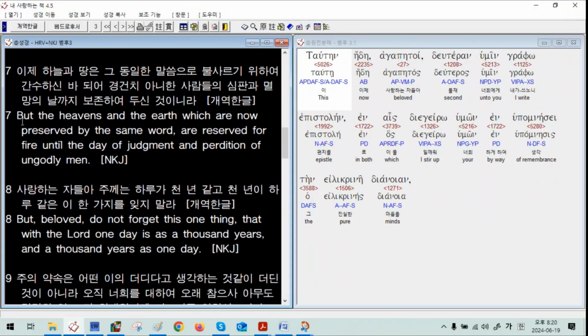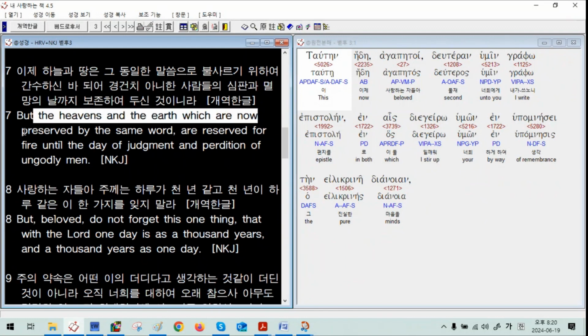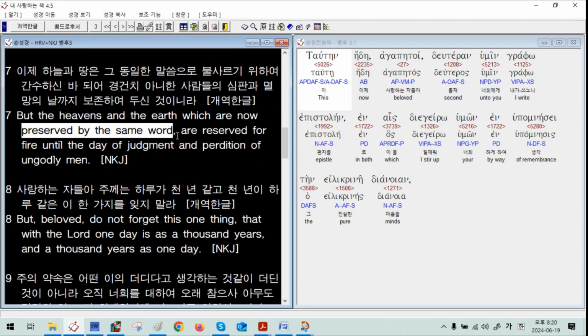verse 8. Start from 7. The heavens and the earth which are now preserved by the same word, because the light getting increased, the darkness getting decreased, right? By knowing the word of the God, right? Reserved for fire until the day of judgment. Who are the fire? In the Old Testament Bible says, Jehovah is the consuming fire. And fire is the ish, which is the husband and man in the Hebrew word. Man is the fire. Jehovah is the fire. And Jehovah and the man is the one who provide the truth of the God.